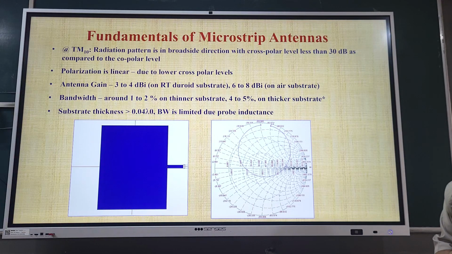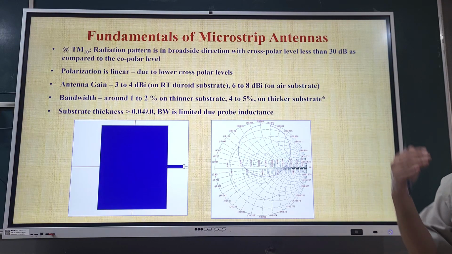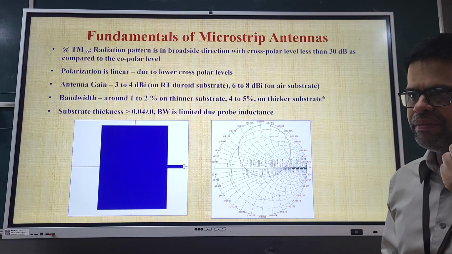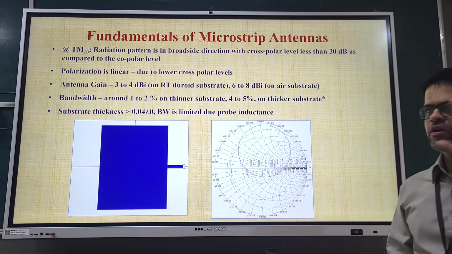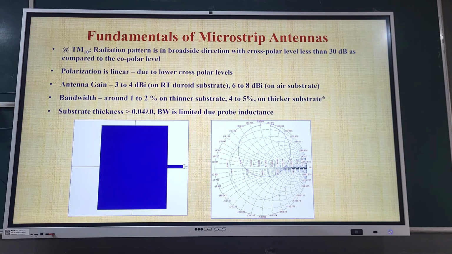Definitely it will not happen, 10 dBi gain you will obtain using a single patch, not possible. 6 to 8 dBi definitely it is possible, but why 6 to 8? Because depending upon what substrate combination, what is the thickness of the substrate, everything decides all these values. But getting a 10 to 12 dBi of gain from a single patch, it is not possible. Okay, fine. So this is related to the fundamental part of the TM10 mode, which we have already seen in detail in earlier lectures.